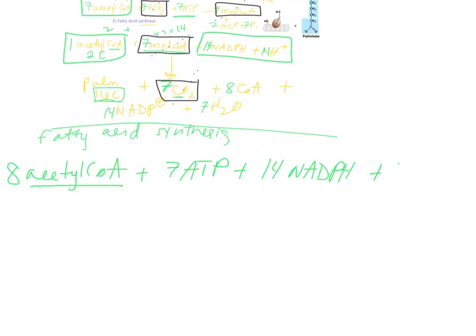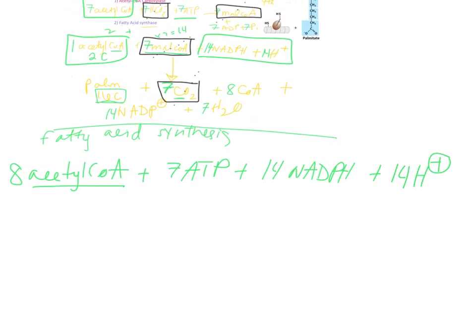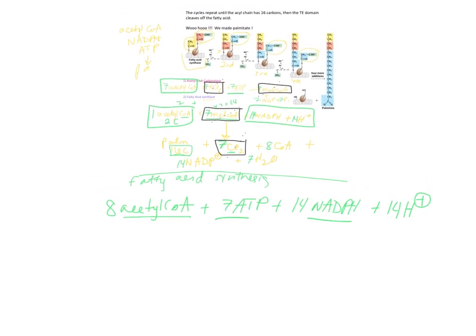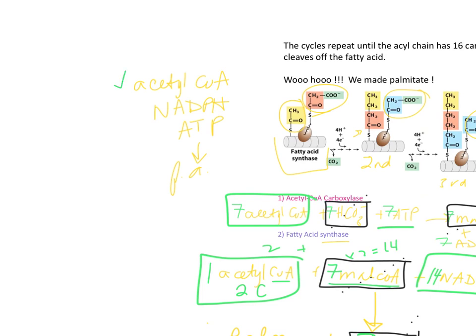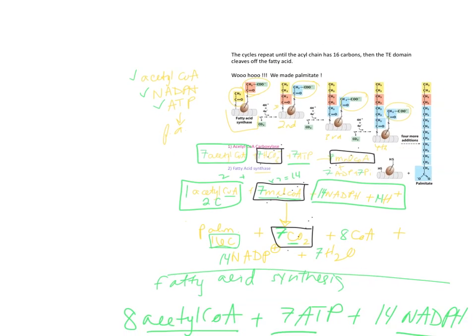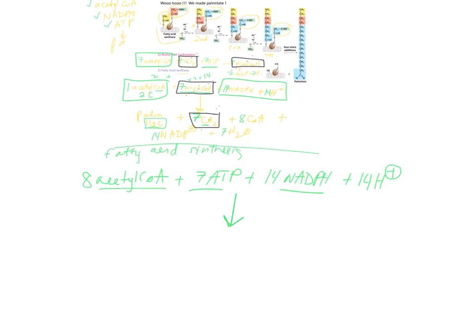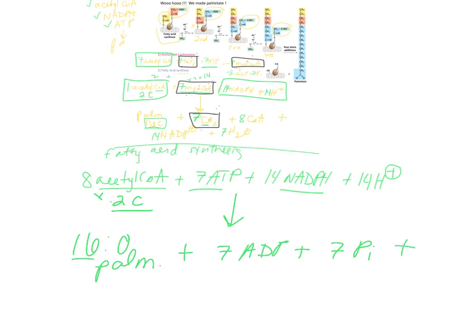You're probably like, where the heck are you going with this? Acetyl-CoA, ATP, and NADPH. Acetyl-CoA, NADPH, and ATP. And then that will get us to 16:0 palmitate. If I have 2 carbons in acetyl-CoA, 2 times 8 is 16, so that makes sense. Plus 7 ADPs, 7 Pis, 14 NADP plus, 8 CoAs, and 7 waters.